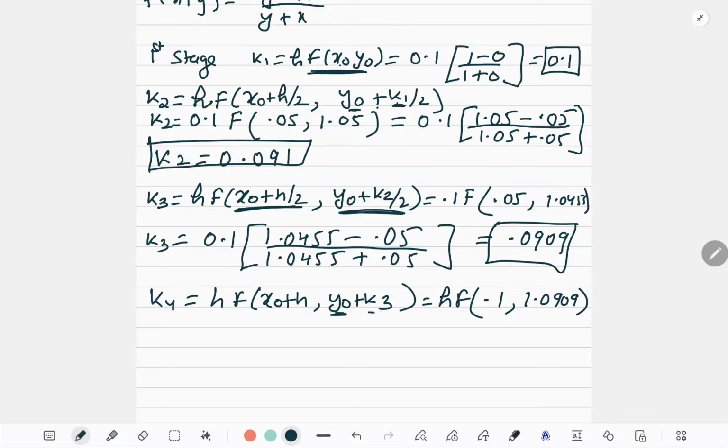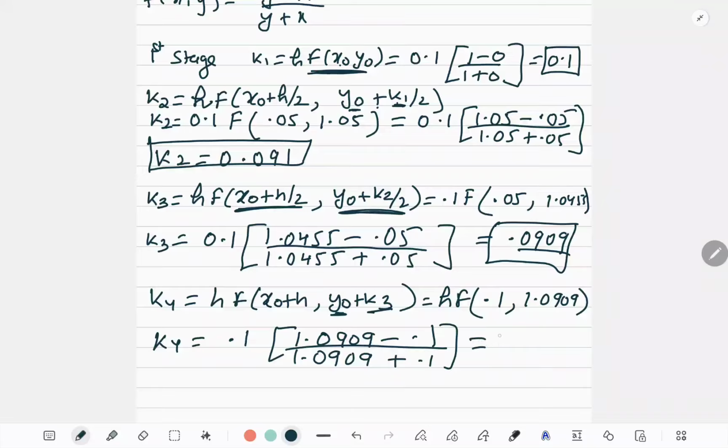Because y0 is 1, k3 is this. Okay. So now the k4 value is equal to 0.1 times (1.0909 minus 0.1) upon (1.0909 plus 0.1). So this value will be equal to 0.0832. This is the value of K4.